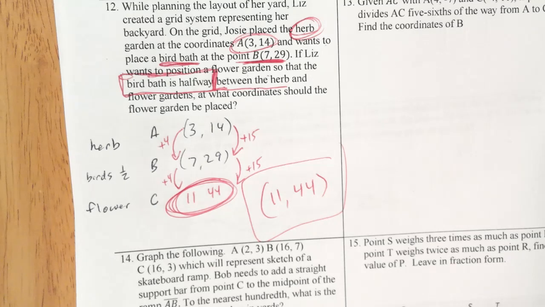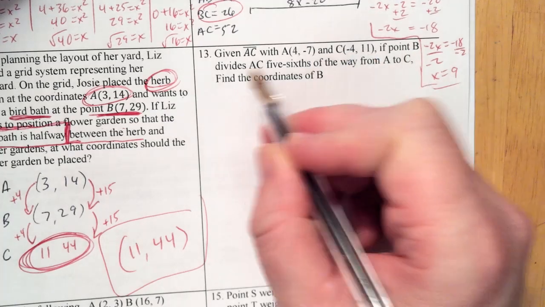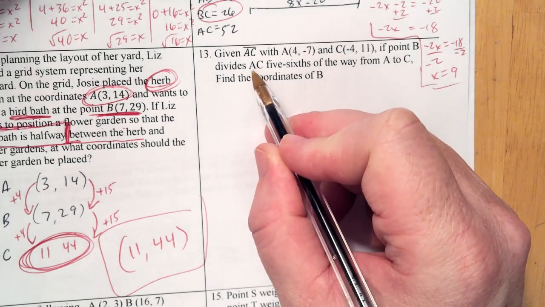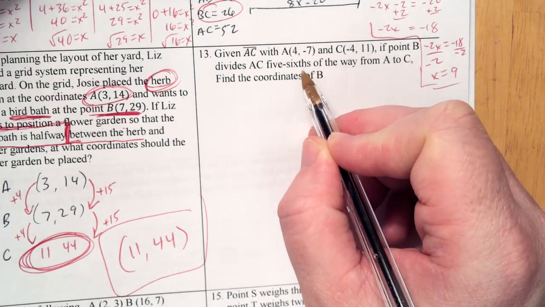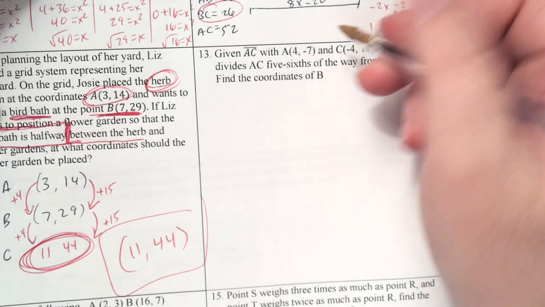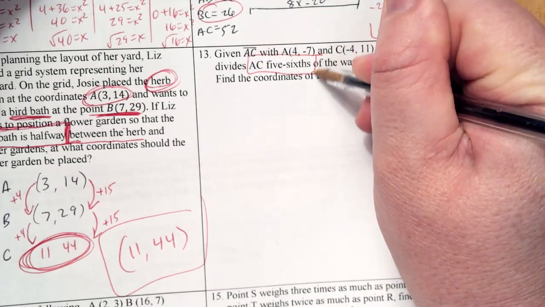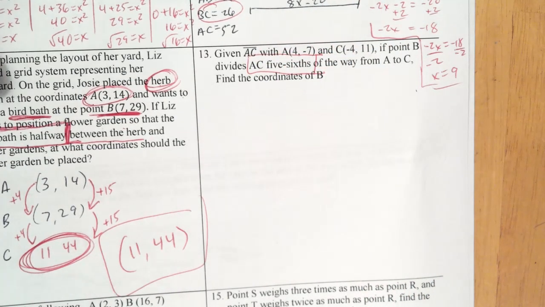All right, number 13. Given these coordinates and B divides A to C by 5/6 of the way from A to C, find the coordinate of B. All right, so 5/6. So this is a ratio. This is a ratio thing.